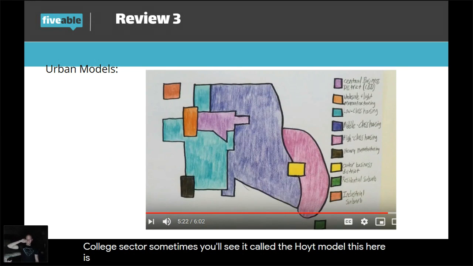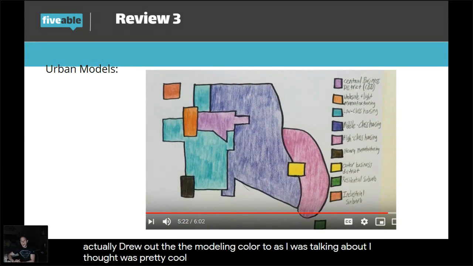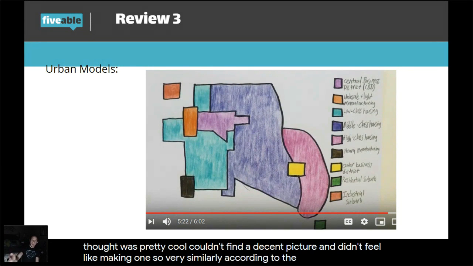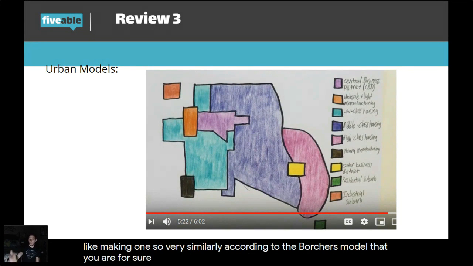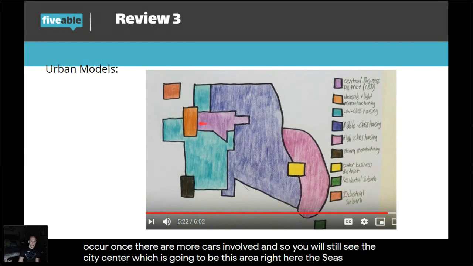This here is the multiple nuclei model, and you can see when I made the video, I actually drew out the model and colored it as I was talking about it. I thought it was pretty cool. Couldn't find a decent picture and didn't feel like making one. So very similarly, according to Borchert's epochs that we looked at earlier, this is going to occur once there are more cars involved, and so you will still see the city center, which is going to be this area right here, the CBD.